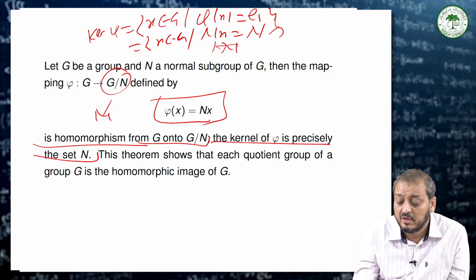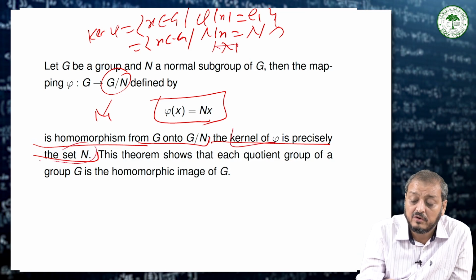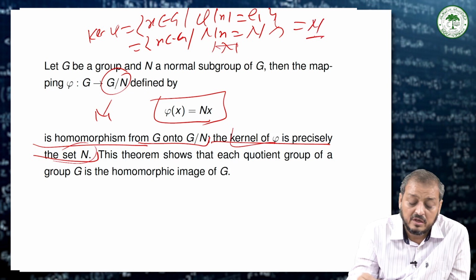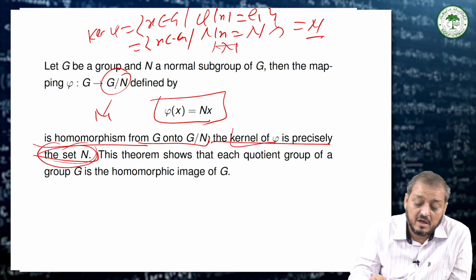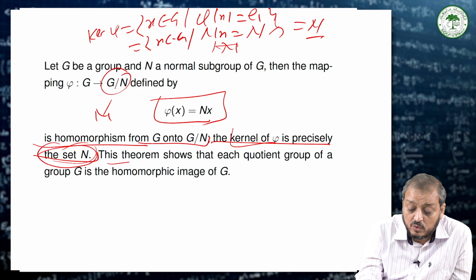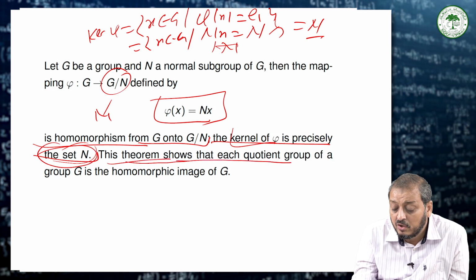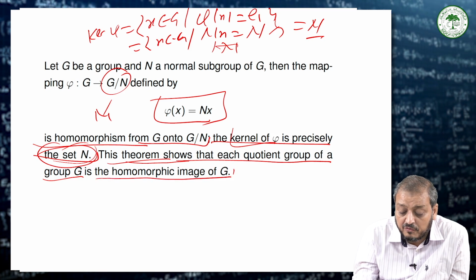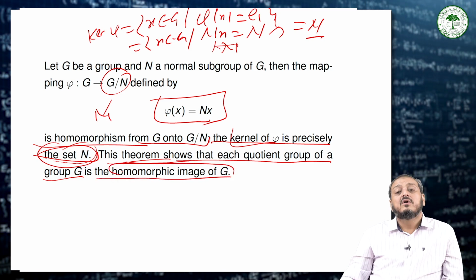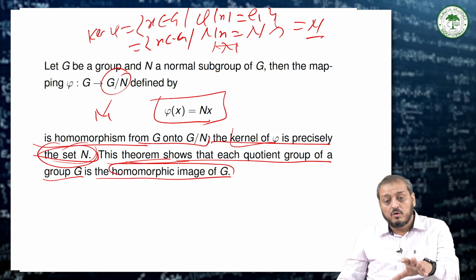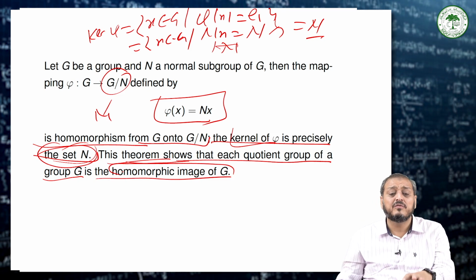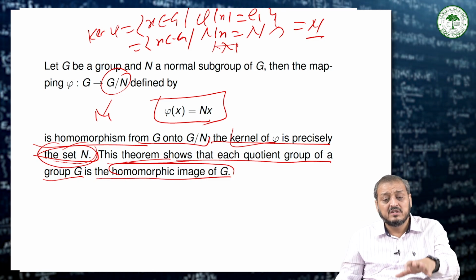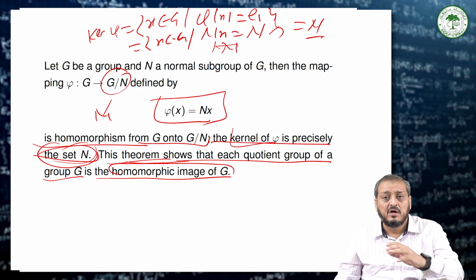So the kernel of φ is precisely the set N. This means the kernel of φ is equal to N, and this theorem shows that each quotient group of a group G is a homomorphic image of G.